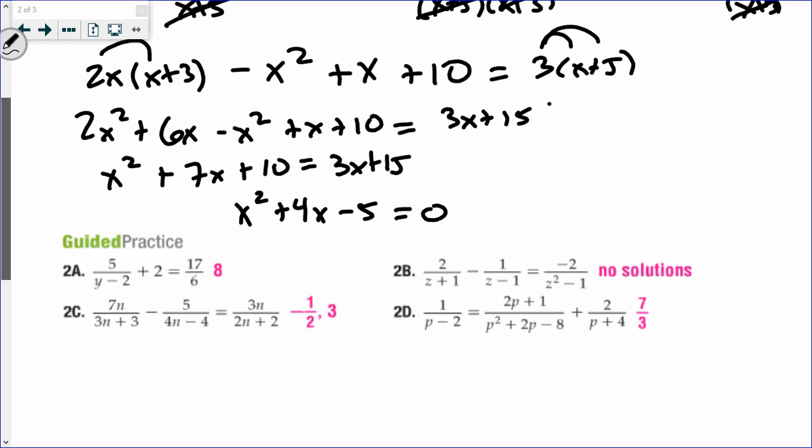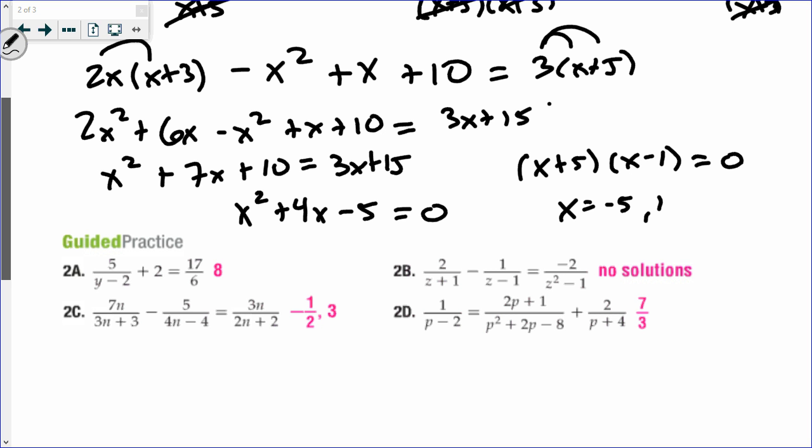To solve quadratics, again, we solve by factoring, is what I would suggest. So we go x plus 5, x minus 1 is how this quadratic factors. Okay. Set both to zero, the zero product property. That gives us solutions -5 and 1. We go back here. We check our solutions to see what is extraneous. Just plugging them back in to the original equation.